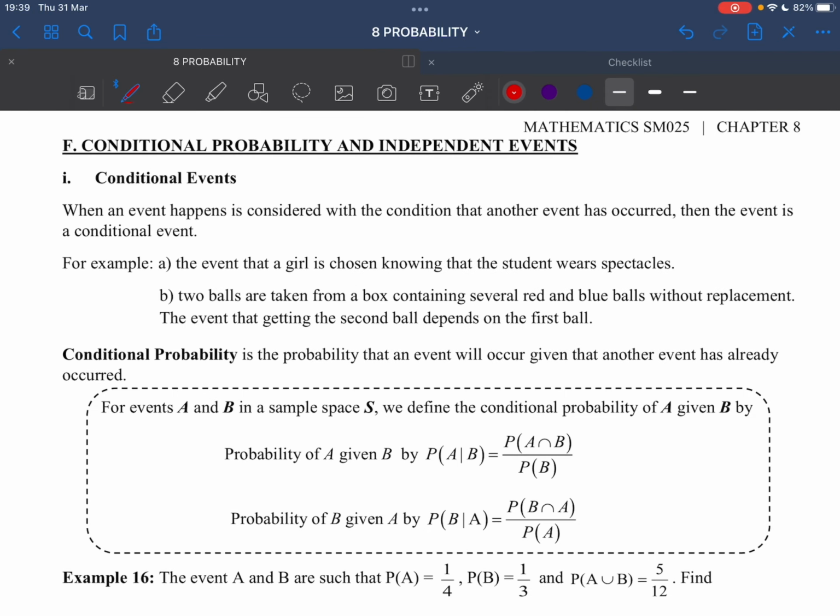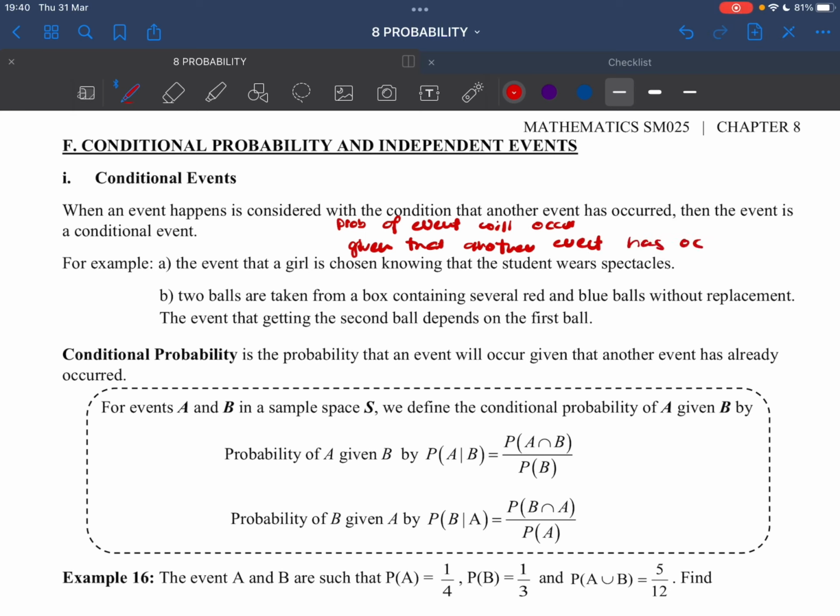Next part, we're going to see conditional probability and independent events. We are going to see conditional events first. So what is a conditional event? When an event happens, it is considered with the condition that another event has occurred. What we're going to find is the probability that an event will occur given that another event has occurred.